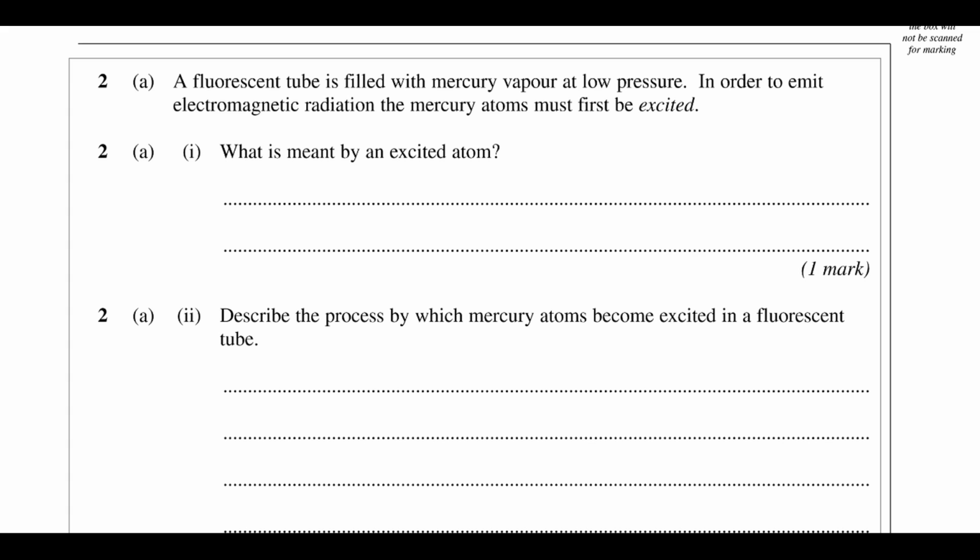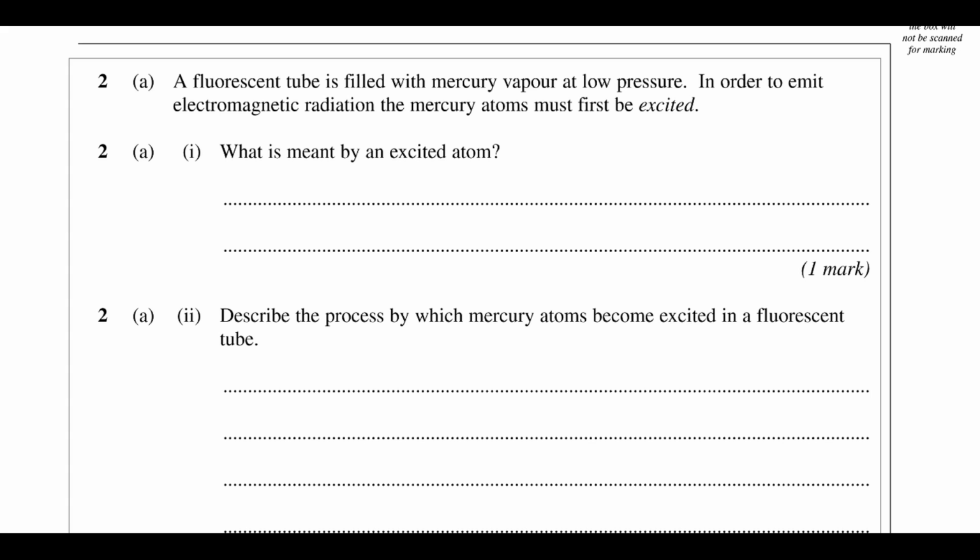So we've got a fluorescent tube filled with mercury vapor at a low pressure. So we're looking at fluorescent bulbs essentially. In order to emit electromagnetic radiation, the mercury atoms must first be excited. What is meant by an excited atom?